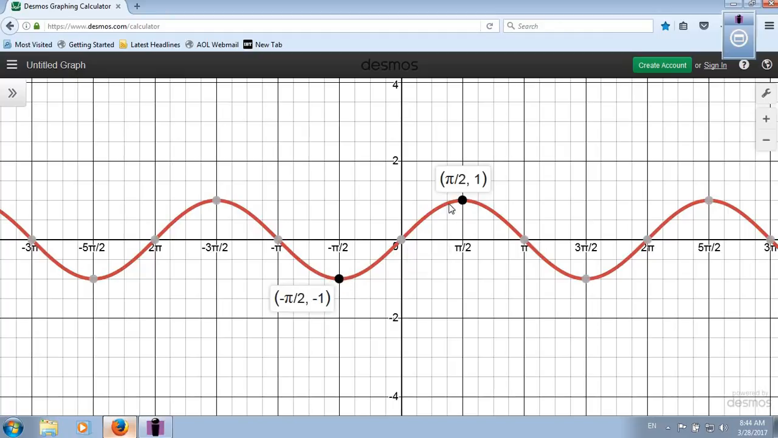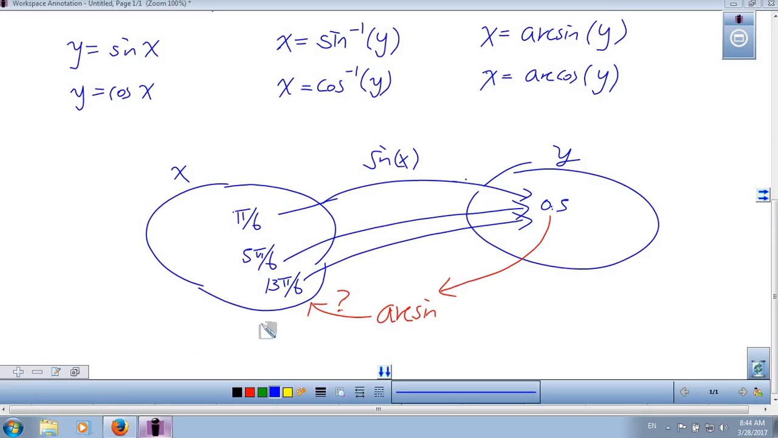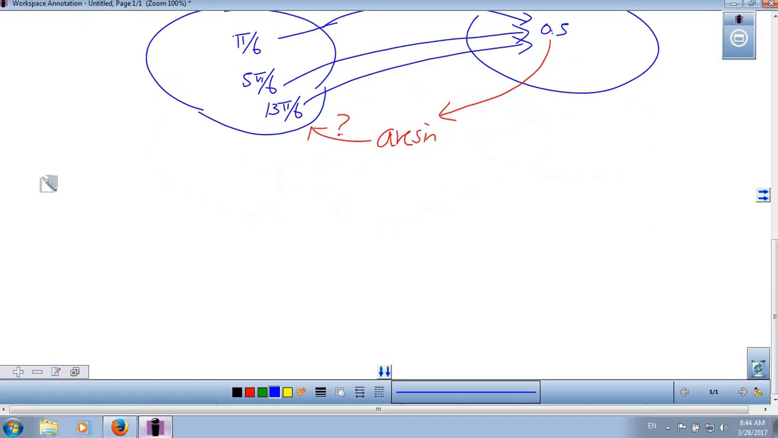Because from negative pi over 2 to pi over 2, the sine value goes through all the unique sine values from negative 1 all the way to positive 1, right? It covers everything, and then it does not repeat itself. If I go from 0 to pi, it repeats itself, and it doesn't cover the negative part. So from negative pi over 2 to pi over 2, it covers everything.